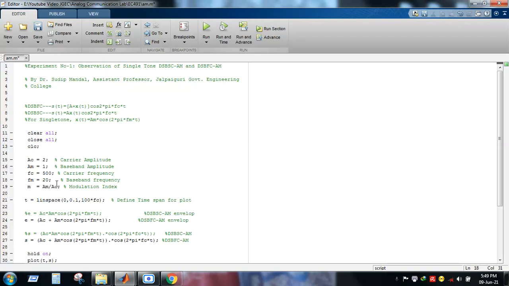Now from the definition of modulation index, we know the modulation index is the ratio of the amplitude of the baseband signal, xt max, with the amplitude of the carrier signal, A. So we can calculate the corresponding modulation index by using this simple formula.